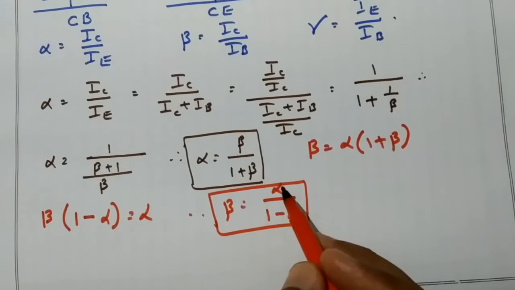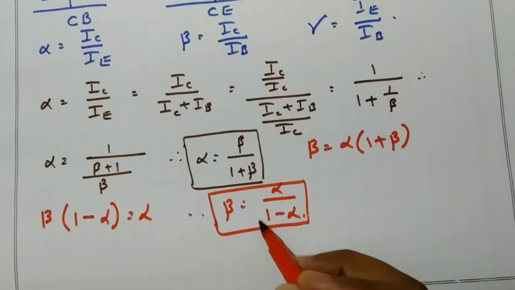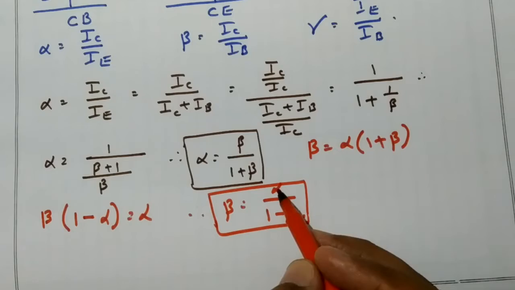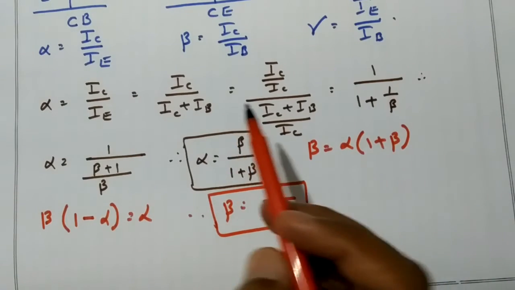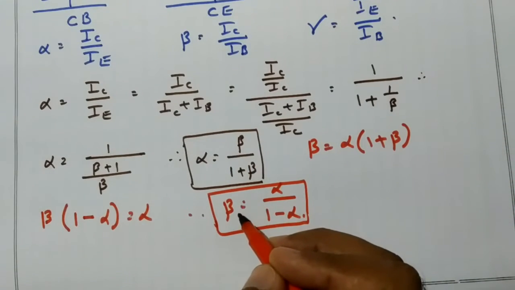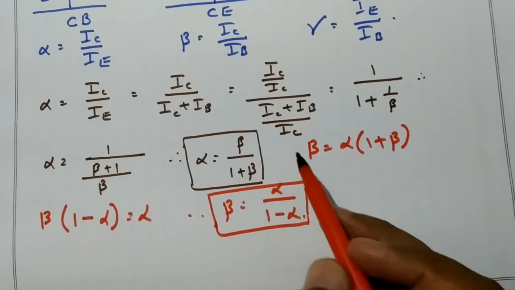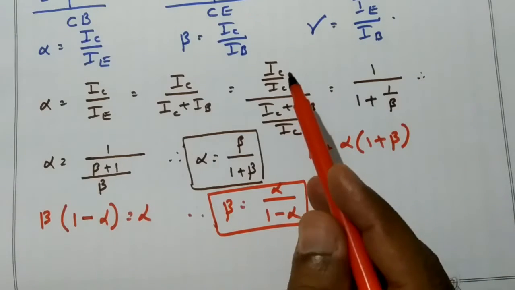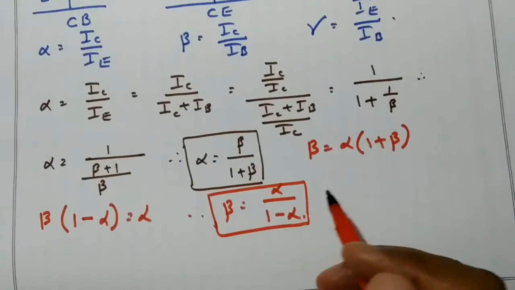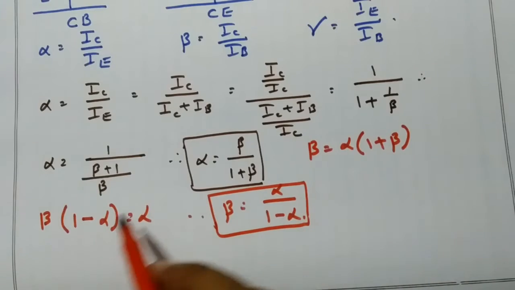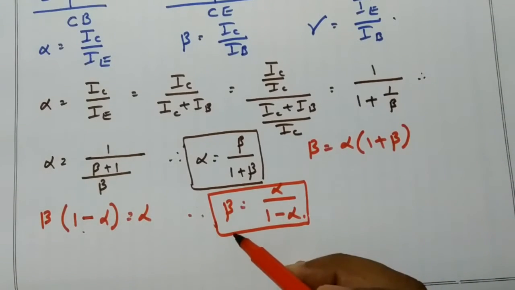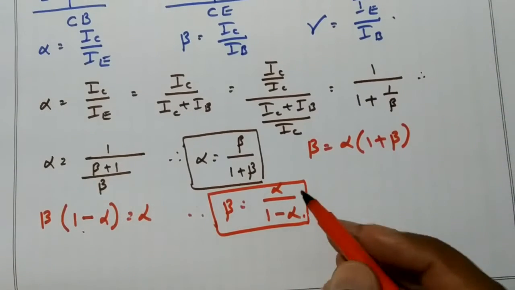The value of beta is always greater than 1 because here the denominator is less than the numerator. So you can even say the value of beta is greater than 1 from the basic equation, that is IC divided by IB. So IC is always greater than IB. This is the expression for alpha in terms of beta and beta in terms of alpha.